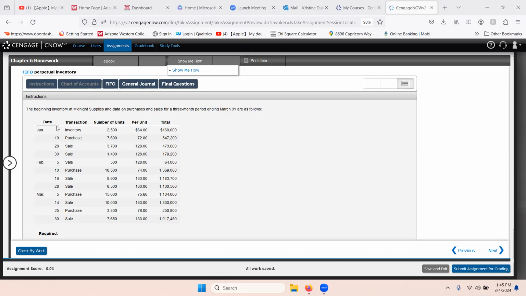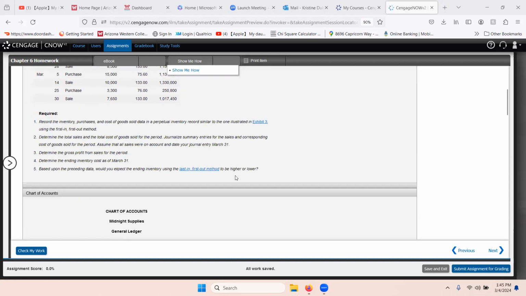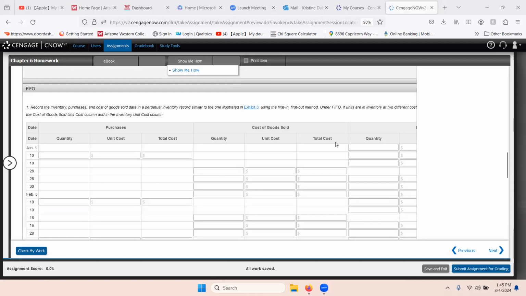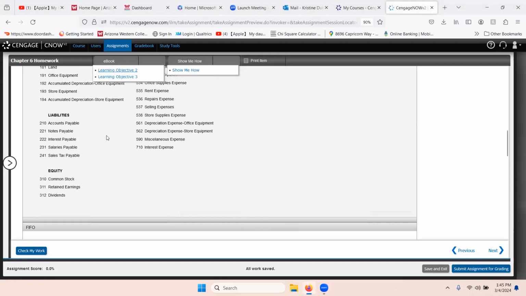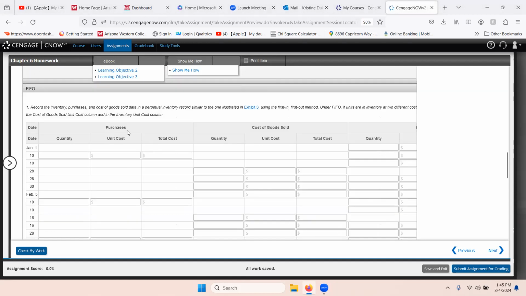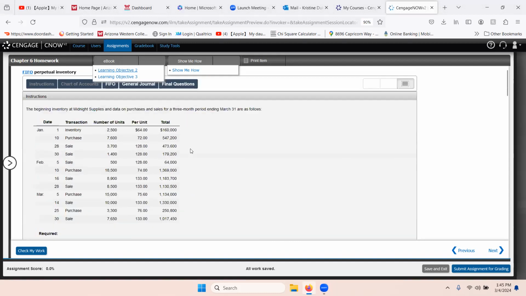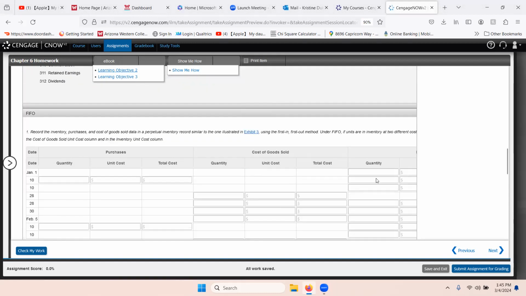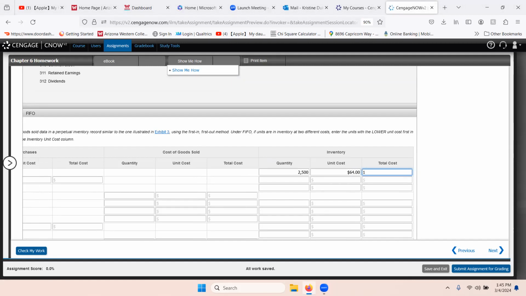So let's go ahead and get this information entered. On January 1st, we had beginning inventory. Notice they don't have any way I can put anything in here on January 1st. That means I only need to put in this balance: 2,500 at 64 for 160,000. Okay, and you can double check that to make sure it's true and correct, but the book tells us it is, so we're going to believe the book.